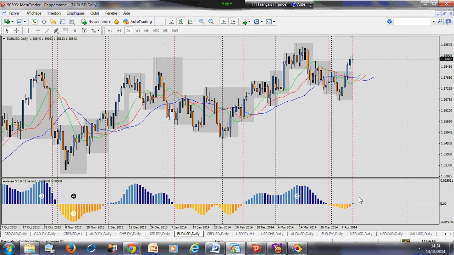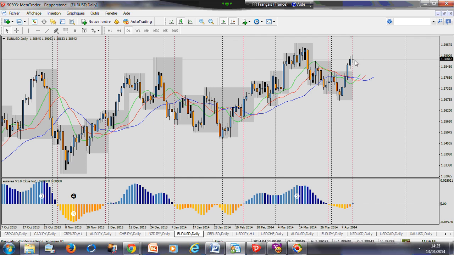The AO is good. The first thing I look at is the awesome oscillator, or the improvisation of the awesome oscillator from Bill Williams at the bottom. So I need to have this set up around the zero line.